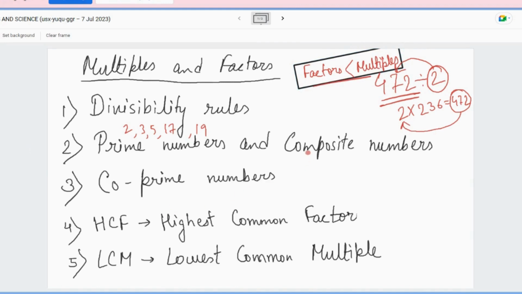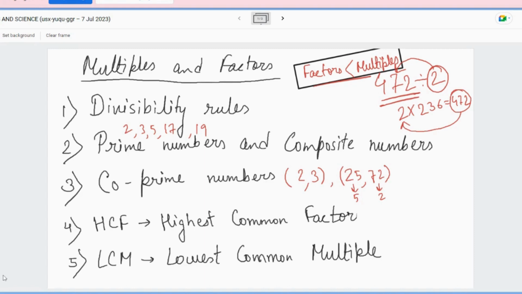Now co-prime numbers. Co-prime numbers means when both the numbers, a pair of numbers, have no common factors, like 2 and 3. Do they have any common factors? No. 25 and 72. They are not prime numbers. Are they prime numbers? 25, 72? No. 25 is divisible by 5. 72 is divisible by 2, the smallest prime number. So they are not prime numbers, but they don't have any common factors. So they are co-prime. They are prime to each other. Okay?